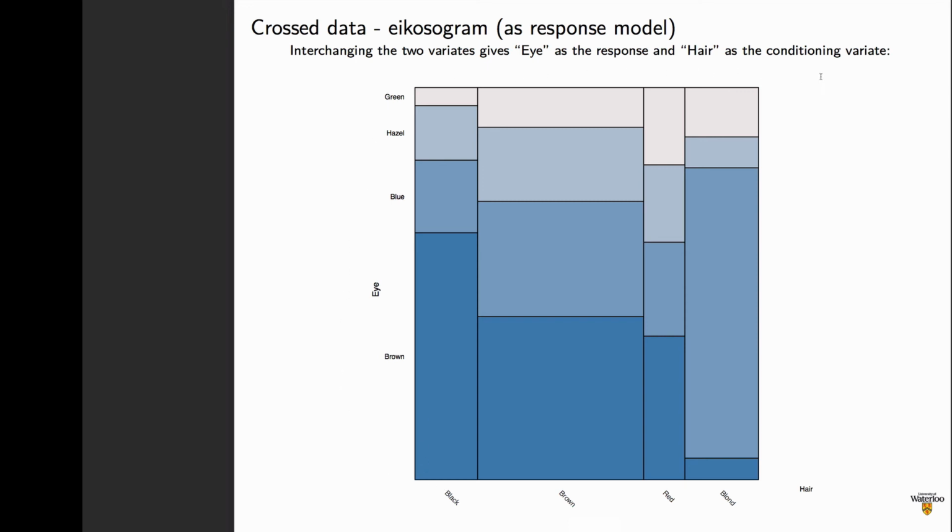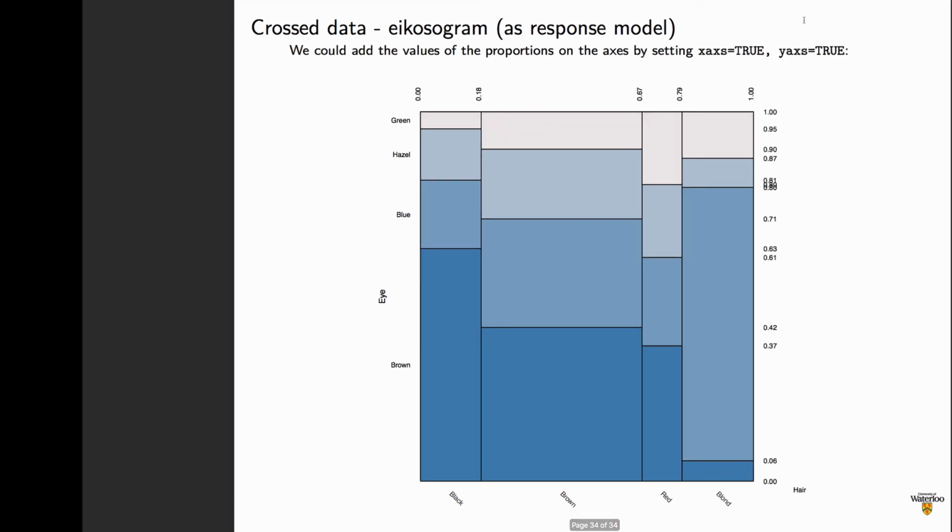To make that easier to read off, if you actually want to read off the exact proportions themselves, we can just add axes: x-axis equals true, y-axis equals true. Now we've got a unit square here, so we've got 0 to 1 on this axis and 0 to 1 on that axis. The probability that the hair color is black, the marginal probability, is 0 to 0.18, so that's 0.18. The marginal probability that the hair color is brown is 0.18 to 0.67, so the difference is that marginal probability.